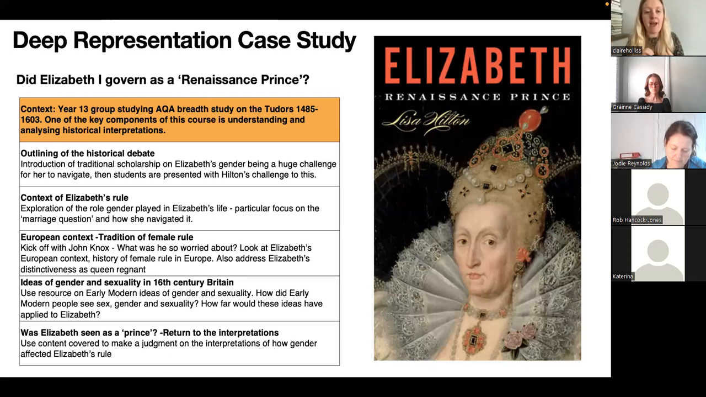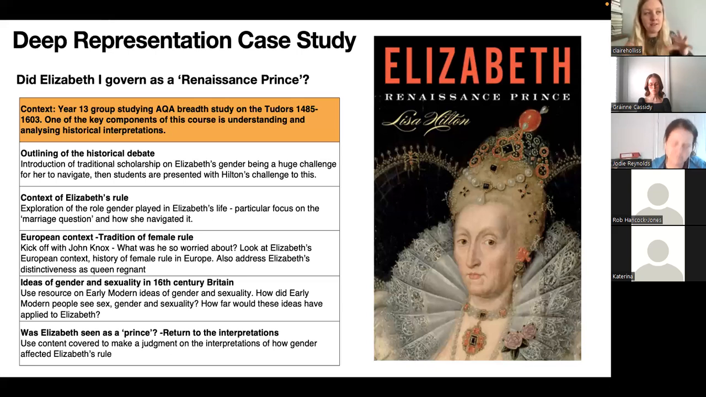Then looking at ideas of gender and sexuality in 16th century Britain. So how far is Elizabeth able to overcome these ideas because of her status as being a ruler? How far is she still bound by them? But also, do these operate in ways that we might expect? Does the notion of gender in 16th century England map onto what we might expect it to?